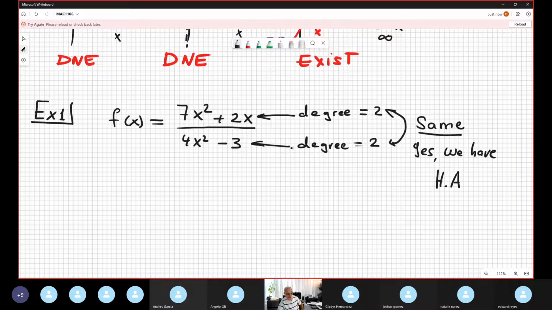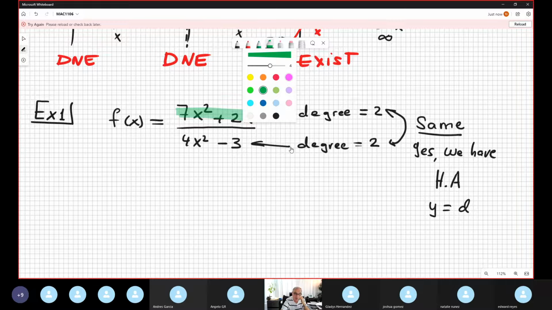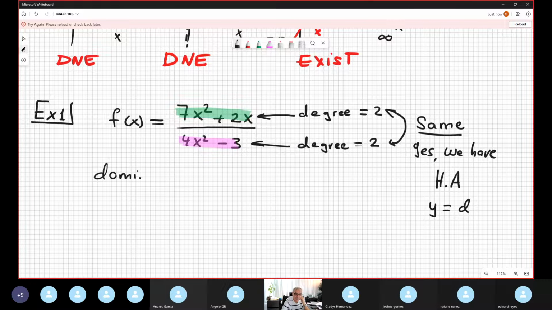But where? It's another challenge. What is the formula? What is the equation for the horizontal? Y equals D. But who is D? Well, okay. You analyze each polynomial. Look, in this polynomial, you analyze what is the dominant. What does dominant mean? It is the term increasing faster. It's obvious that it depends on the degree.